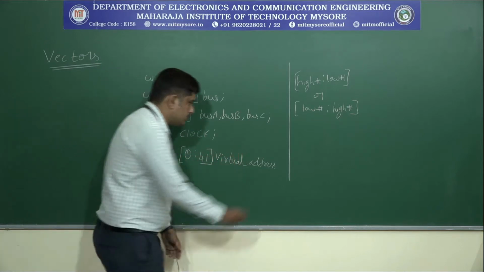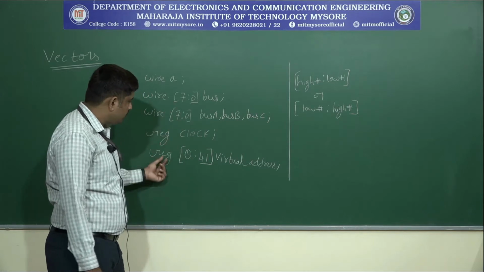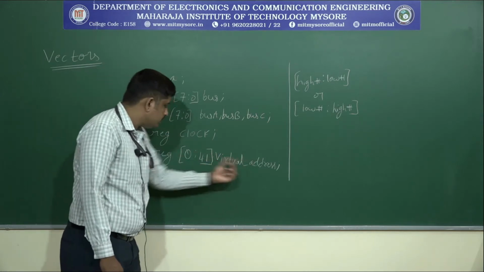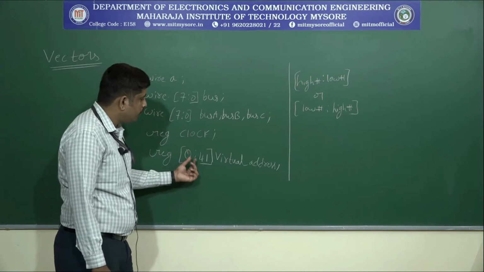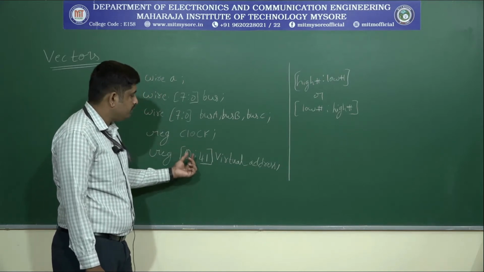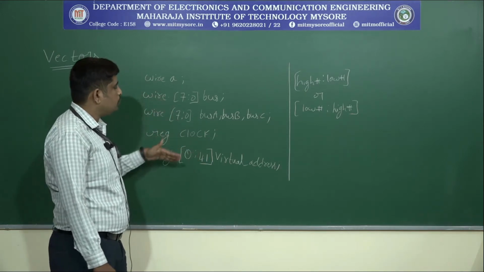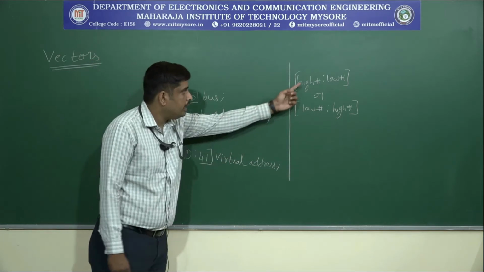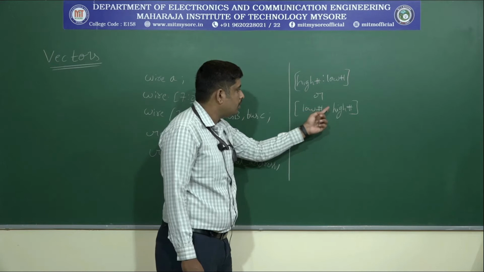reg [0:41] virtual address. This is a different example compared to the previous one. Here the virtual address is a type of register, and that register is 42 bits. Okay, it's 42 bits. So here let us write the syntax for this one. The syntax is [msb:lsb], or you can write [lsb:msb].